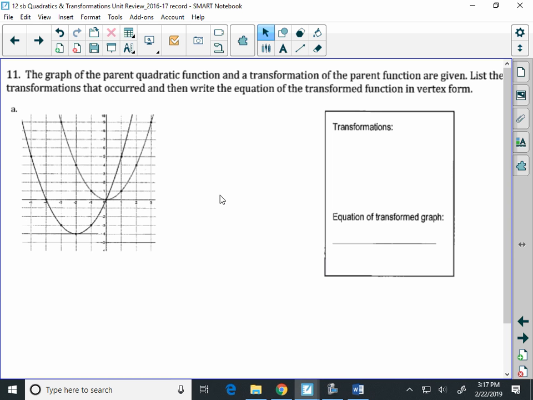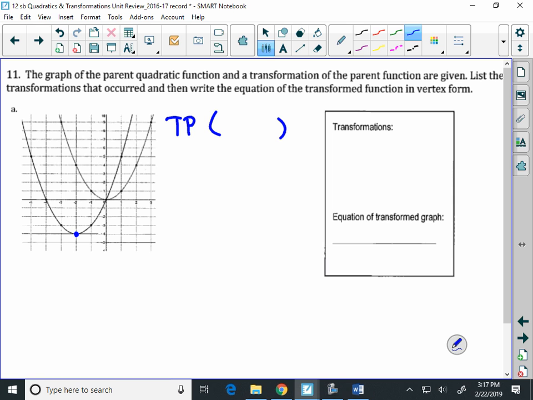Well, remember that the parent function has its vertex at 0, 0. So the first thing that we can take a look at to help us is what's the new vertex? And I'm going to mark that here. This is the new vertex. If we look carefully at our graph here, it looks like we have a turning point, which is also known as a vertex, at -2, -4.